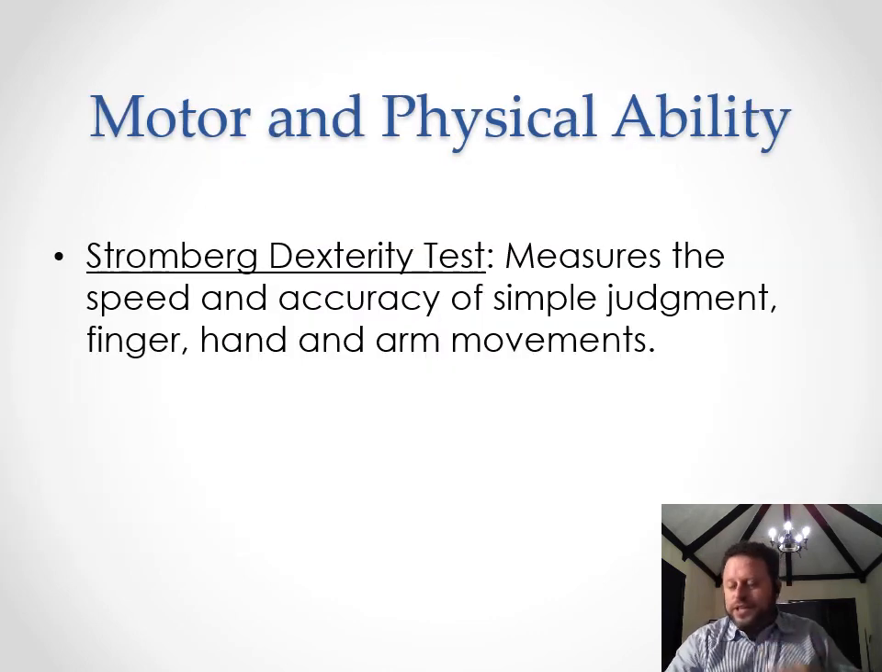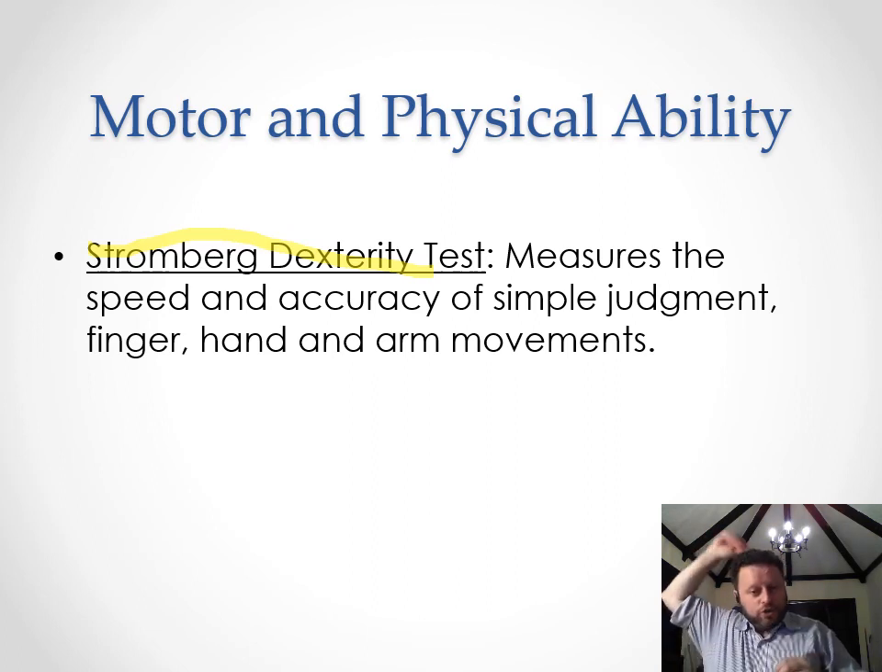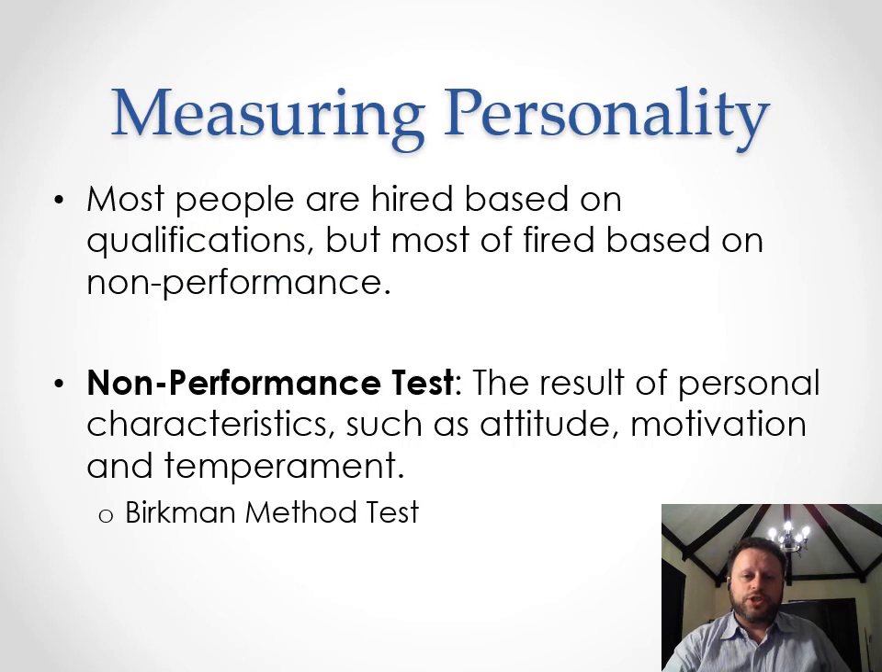Then we have physical ability. The standard physical ability test is called Stromberg for dexterity. That is the speed and accuracy of very simple finger movements or hand movements or arm movements, right? Just testing your dexterity, your ability to move. It could be your ability to push your fingers back. It could be your ability to make a fist. It could be your ability to stretch your arm over your head. A lot of different dexterity tests.